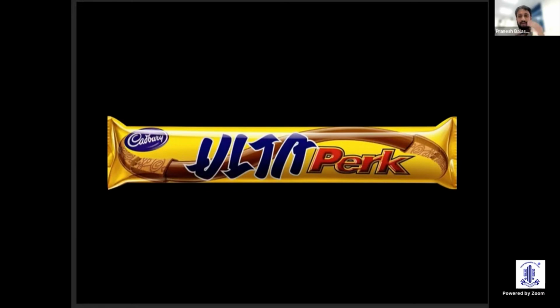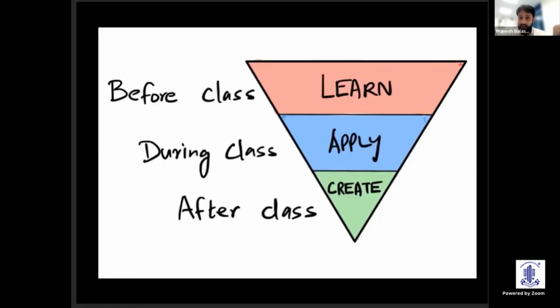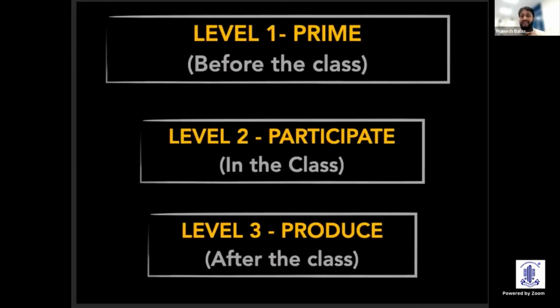So what's happening before the class? The students are learning, and during the class, they're applying what they have learned. And after the class, they are creating something new out of their learned and applied experiences. So there are essentially three levels. Level one, before the class, their brains are getting primed with the content. In level two, in the class, they participate. And level three, after the class, they produce. So prime, participate, and production of knowledge.